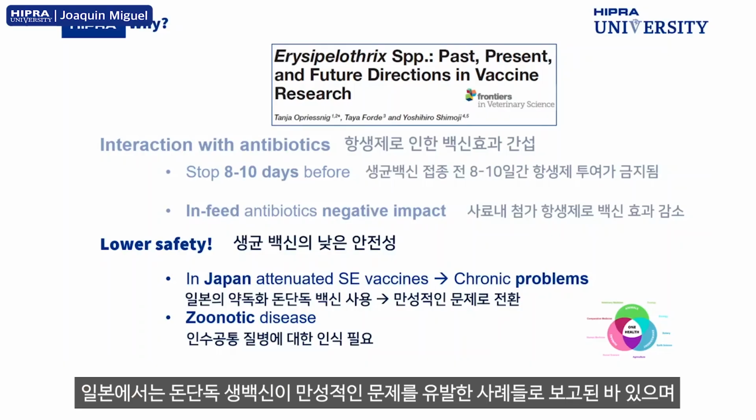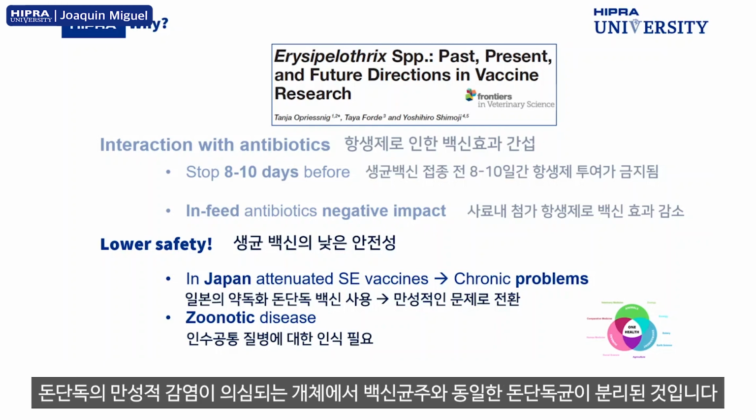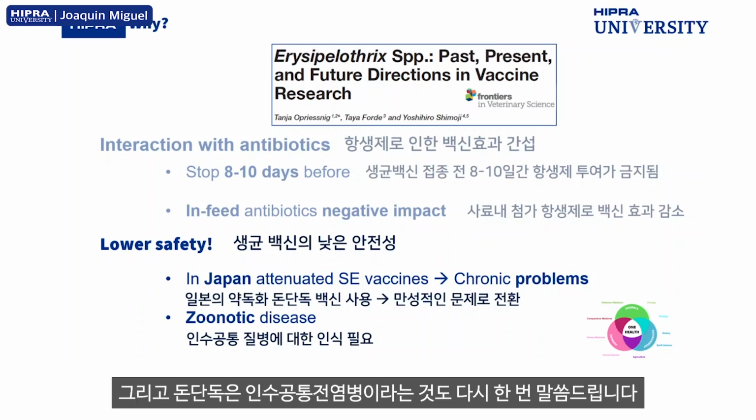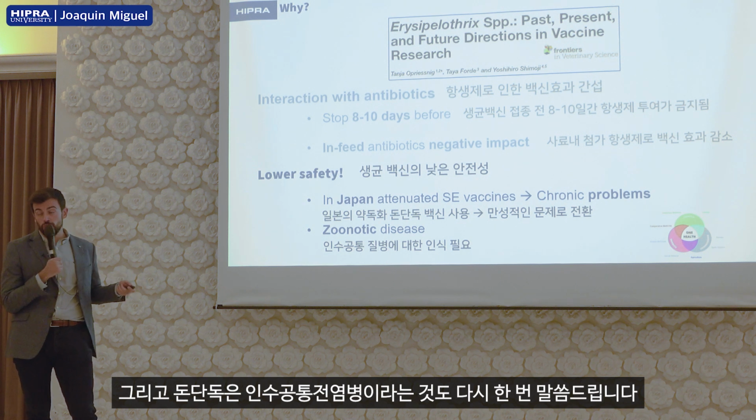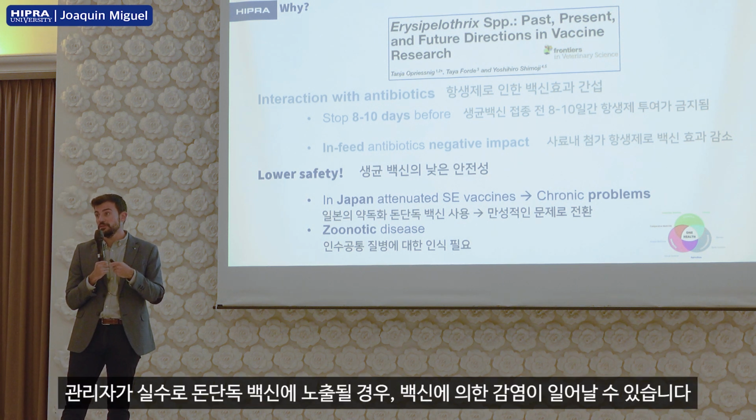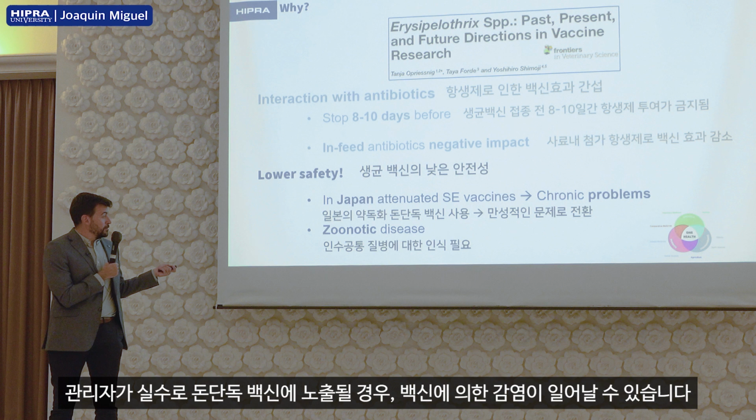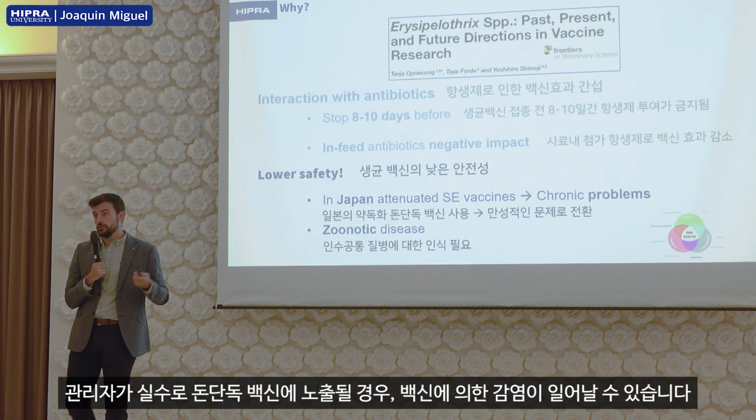So in Japan, it has been reported that this attenuated erysipelas vaccine can also cause chronic problems. In fact, in cases of chronic problems related to erysipelas, when they made an isolation, they found the same strain as in the vaccine. And again, it's a zoonotic disease. Imagine that a farmer injects himself with the vaccine; it could also cause erysipeloid problems.